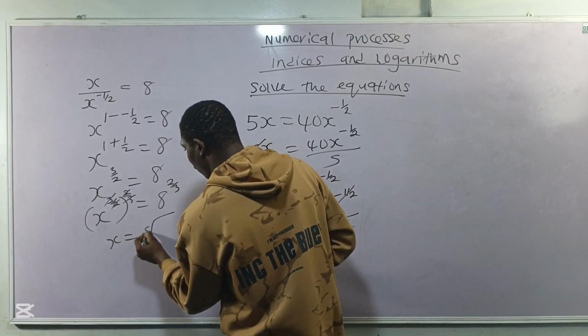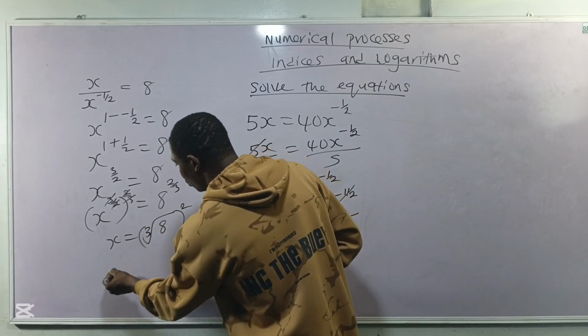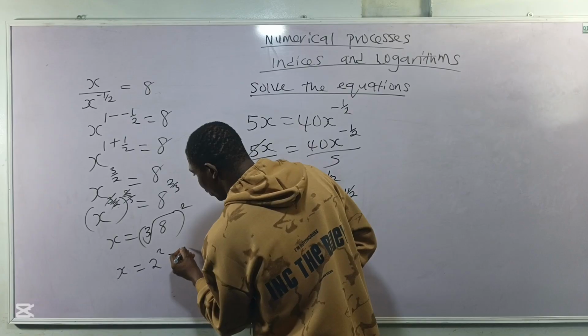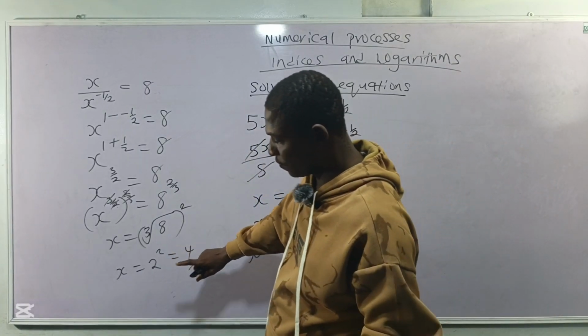the third root of 8 squared. The third root of 8 is 2. So 2 squared will give me 4. Therefore, the value of x that satisfies this expression is 4.